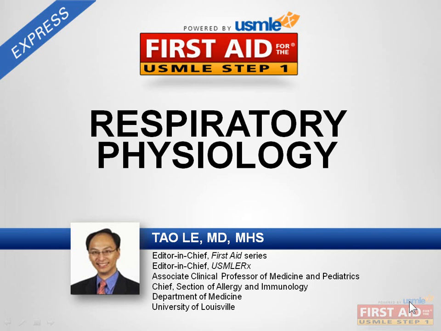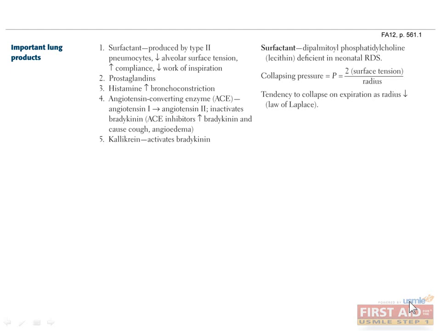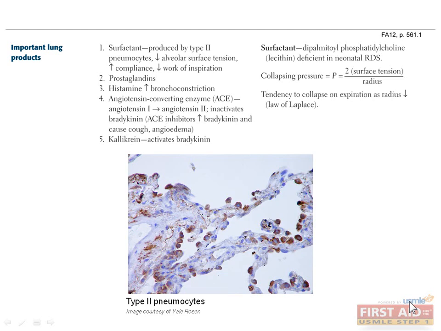Now let's move into the respiratory physiology section. There are very important products that are produced in the lungs that will be tested on your boards. As I mentioned in our discussion about type 2 pneumocytes, as you can see here and here, these play a very important role in lung physiology. So let's talk a little bit more about them.